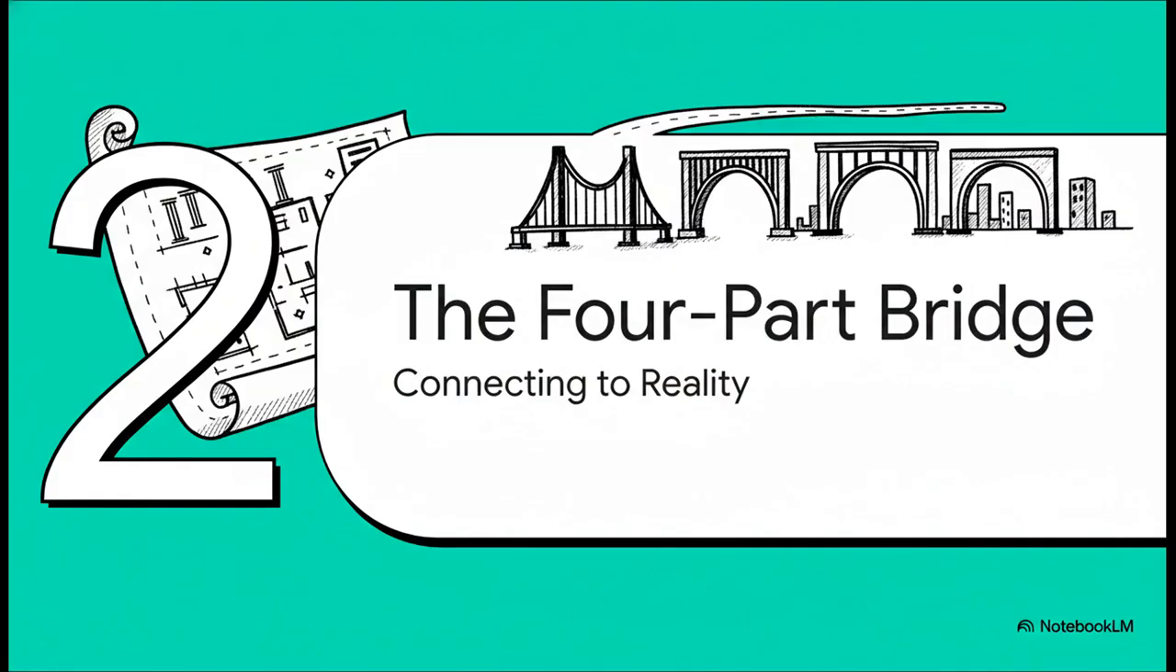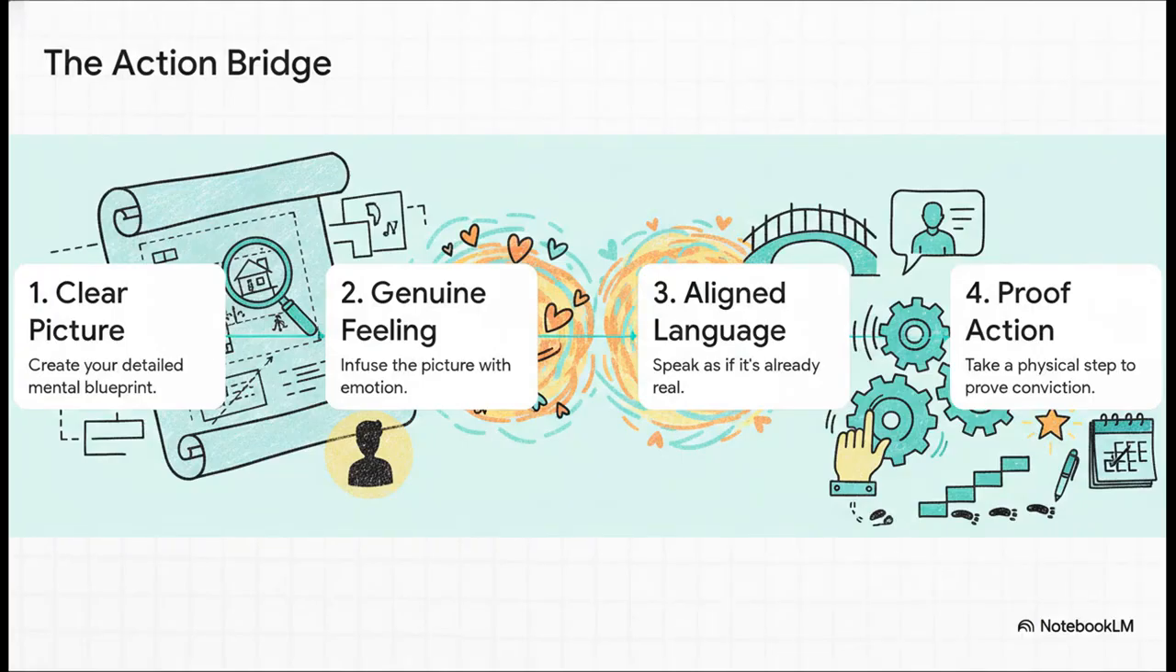So if we have the blueprint, how do we actually build the bridge to get to the finished product? Well, Behrend's work lays out a really clear 4-part structure for doing exactly that. Here's the bridge. It starts with that clear picture, our blueprint. Next, you have to connect a genuine feeling to it. Then, you make sure your language, the way you talk about it, is aligned. And finally, the step that anchors it all in reality, the proof action.